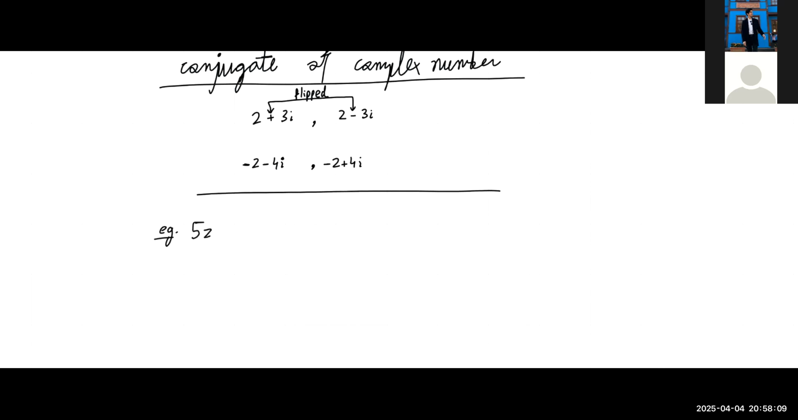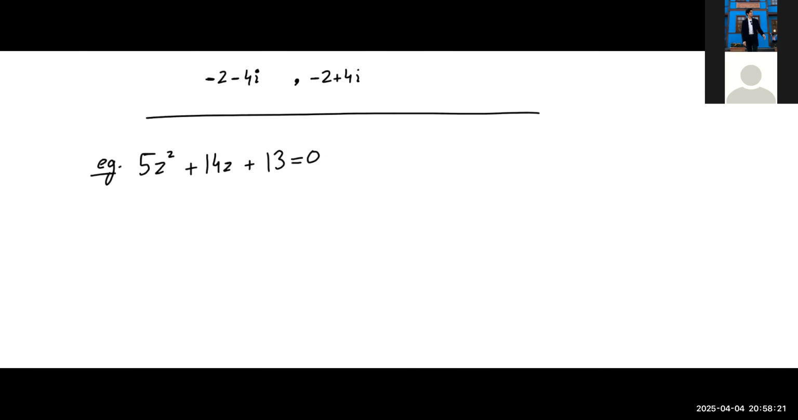5z square plus 14z plus 13, and you want to find its answers. By the way, they're being annoying by putting z's here. It doesn't matter that there's a z there. So for example, x. So how do we solve this?